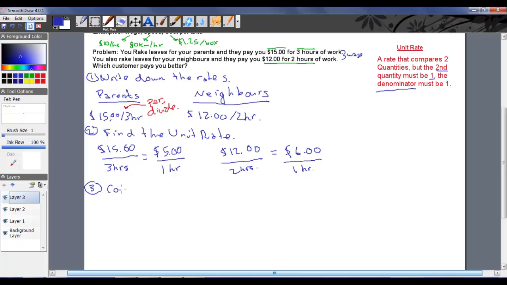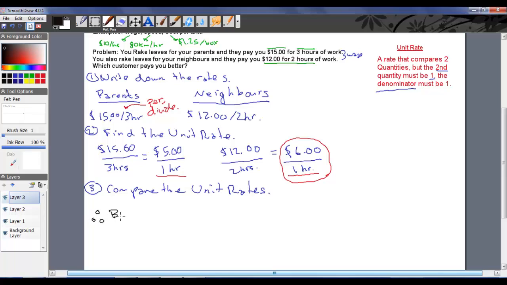So step 3, compare the unit rates. We're going to step back and look. Your parents paid you $5 per 1 hour and your neighbors pay you $6 per 1 hour. So I think it's pretty clear that your neighbors pay you more per hour. Now all that's left to do is for us to write our therefore statement.